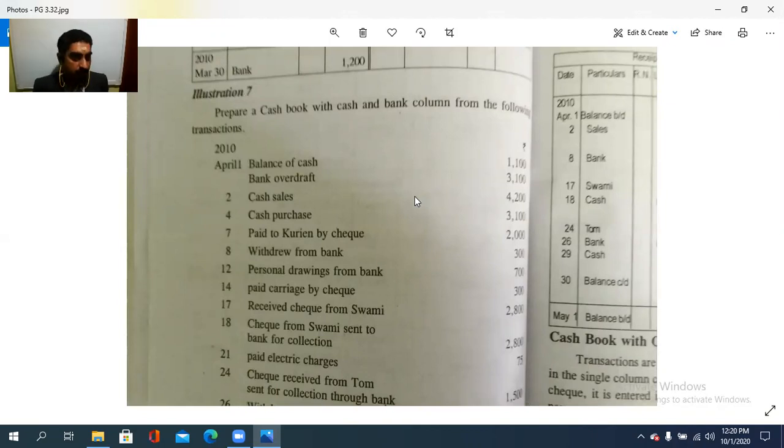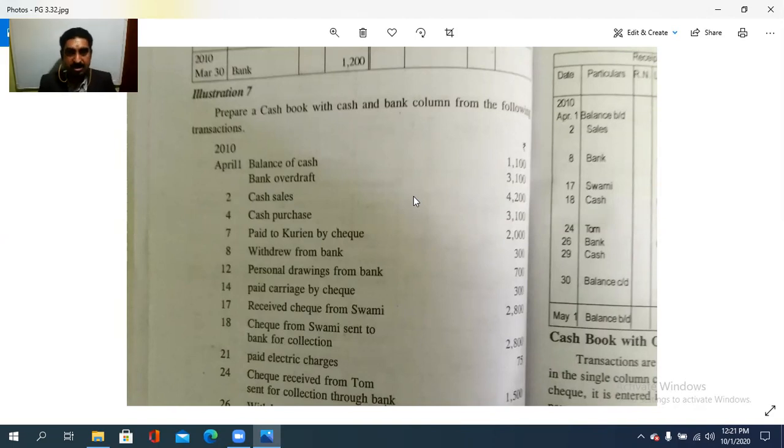So, one thing you need to know: if there is any bank overdraft showing, it should come on the opposite of the opening balance. Bank overdraft is to be shown on the credit side or the payment side, because there is not sufficient fund, and the bank is giving some overdraft facility.